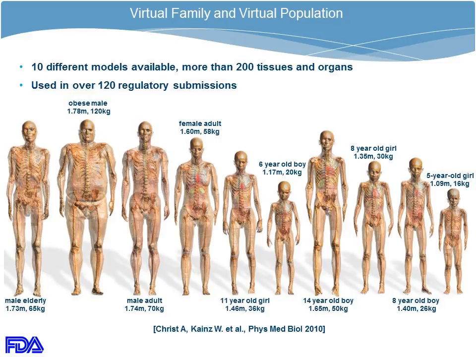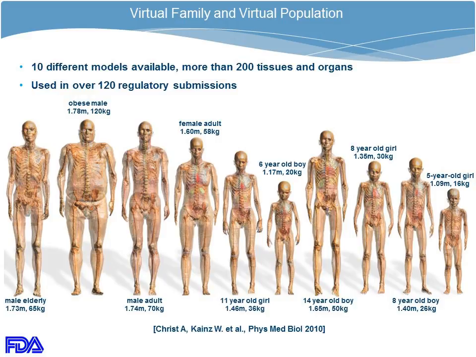The original was a Virtual Family, which entailed 4 models: an adult male, an adult female, and 2 children, which was more recently extended to include all these 9 models. You can see the image. And these models have been extensively used in regulatory submissions. There was a recent analysis done within CDRH that showed that the Virtual Family and Virtual Population have been used in over 120 different regulatory submissions.